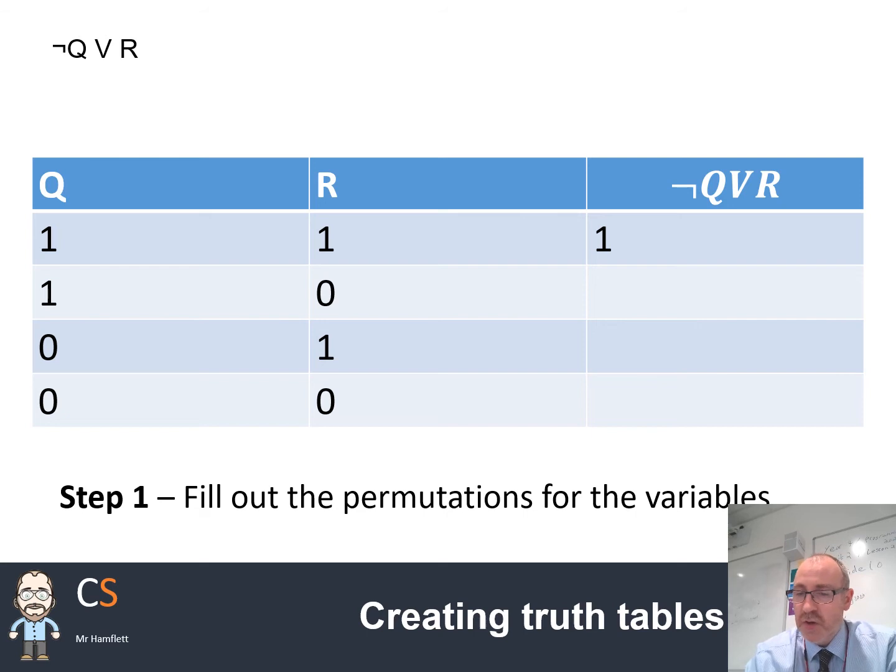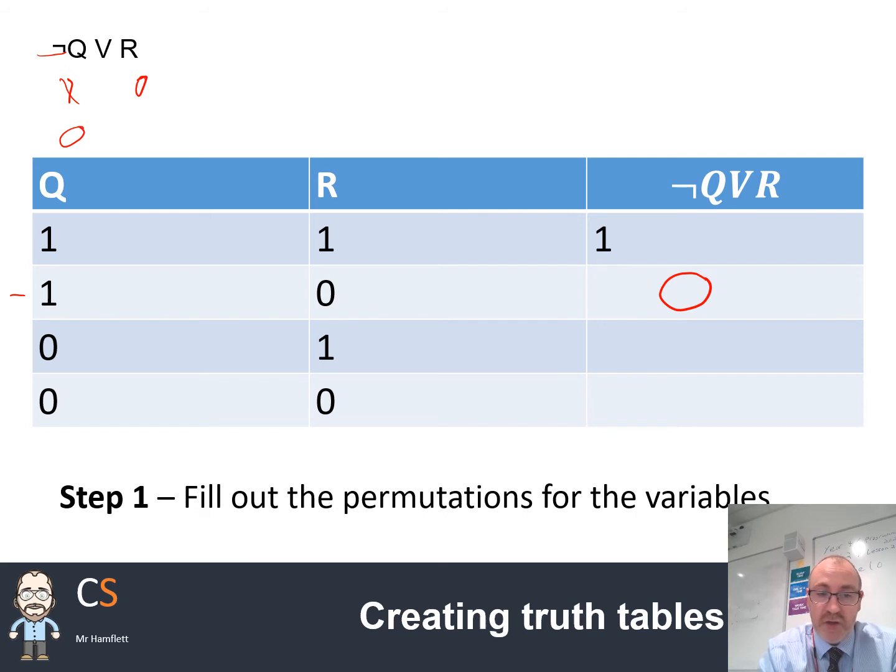Then I've got to fill out the last bit. Well, how do we do that? I'm going to have Q as being 1 and R as being 0. So I'm going to do this row here. First thing I've got to do is NOT the Q. So it's 1 to begin with, so that's going to become 0, isn't it? Because it's negating, it's reversing. Then I've got 0 OR 0. Well, remember in an OR, if both things are false, the output is false, so that gives me a 0 there.